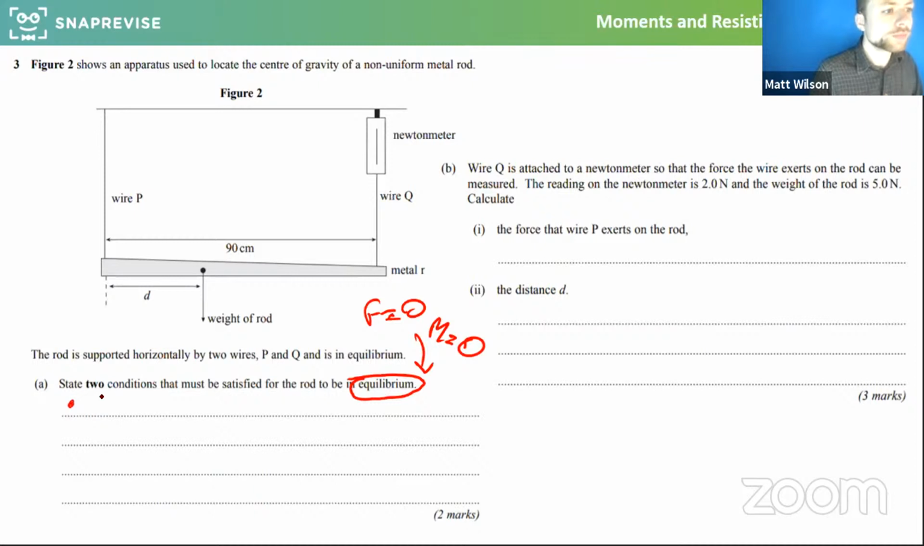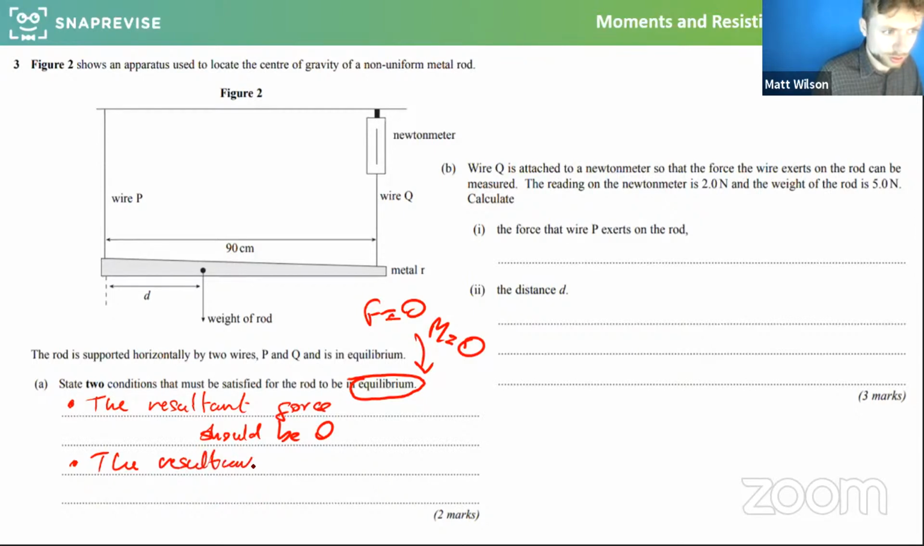So the resultant force should be 0. And second, the resultant moment should be 0. So both of these you need for what we're now going to call equilibrium.